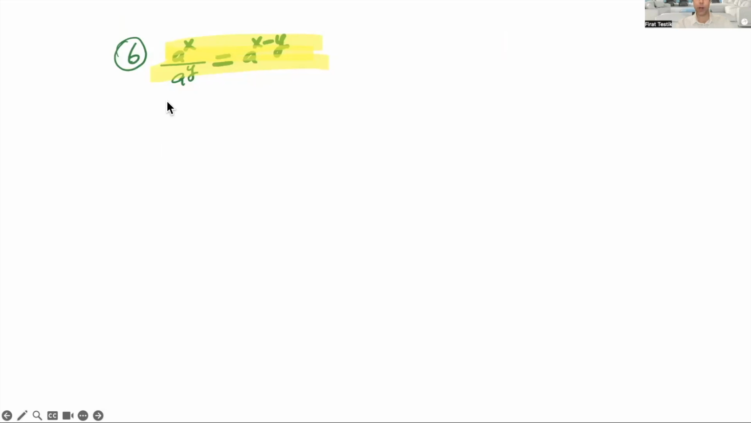Now, as a sixth property, consider a to the power x divided by a to the power y. We can express this term on the left as a, the common base, to the power x minus y. All right. So just to show this as an example, 5 to the power 3 divided by 5 to the power 2 is equal to 5 to the power 3 minus 2. And this is equal to 3 minus 2, which is 1. So 5 to the power 1, which is simply 5.